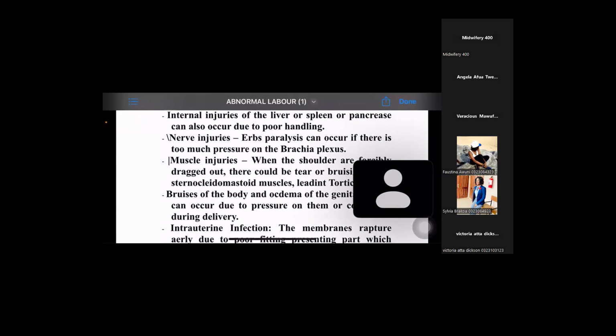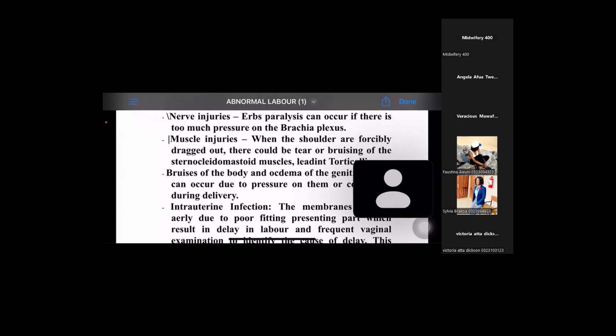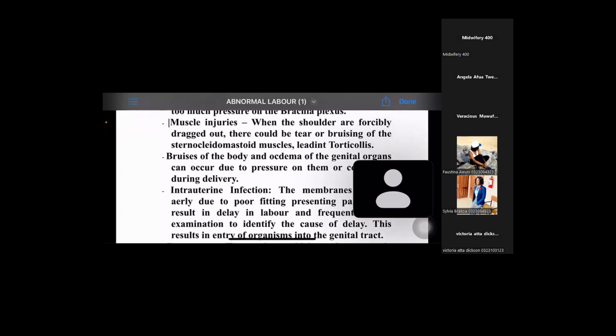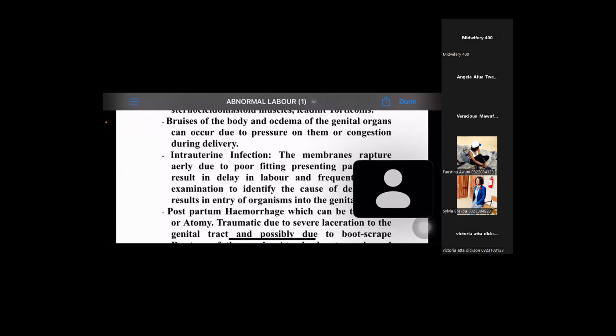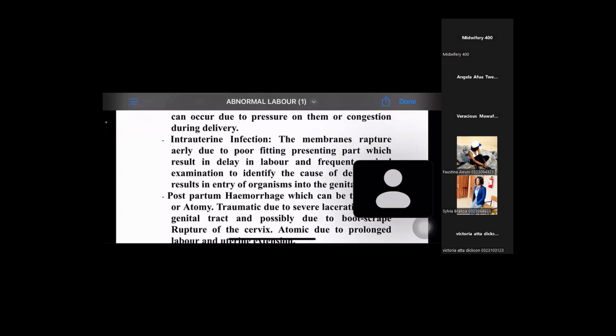We also have nerve injuries. Erb's palsy can occur if there is too much pressure on the brachial plexus. We have muscle injuries also. When the shoulders are possibly dragged out, there could be tear or bruising of the sternocleidomastoid muscles, leading to torticollis. Bruises of the body and edema of the genital organs can occur due to pressure on them or congestion during delivery. Another point is intrauterine infection.